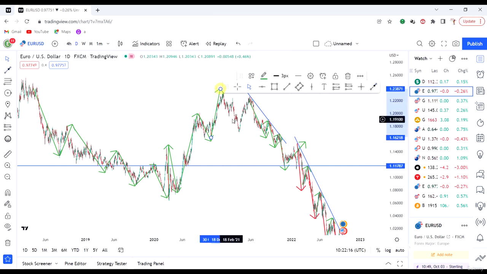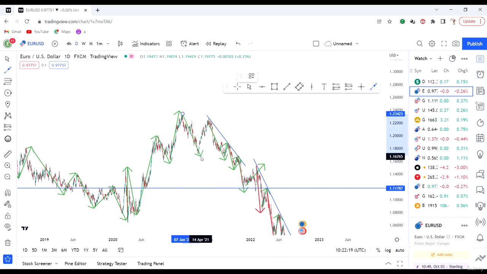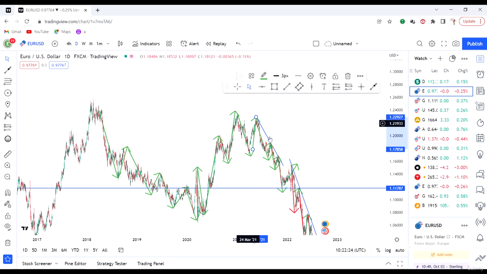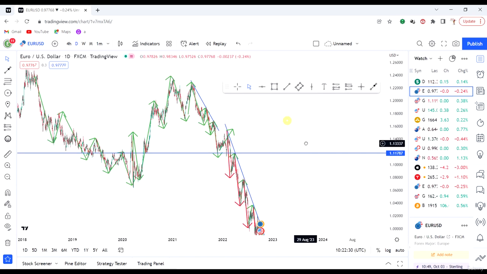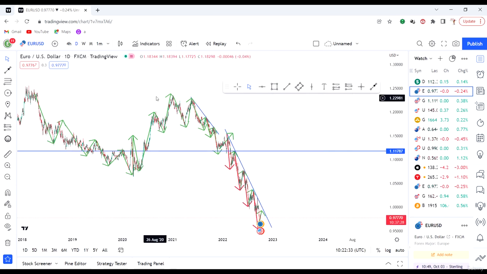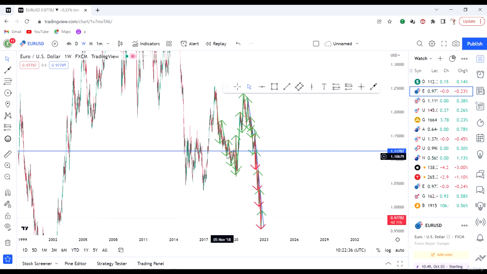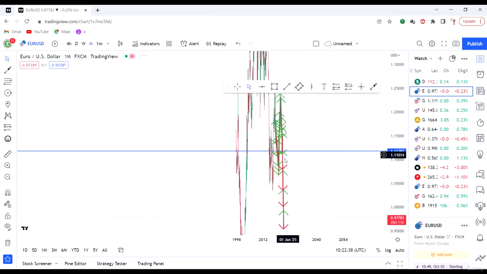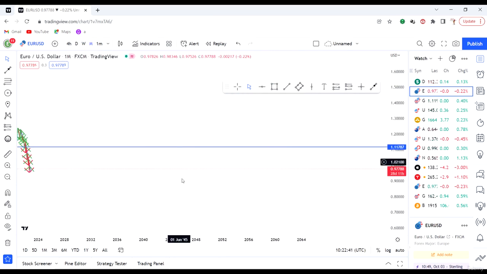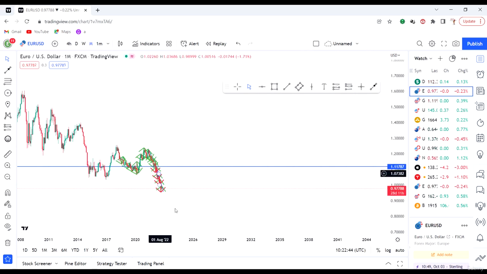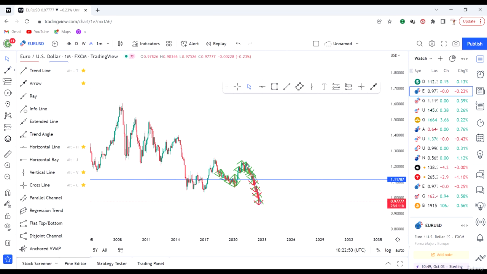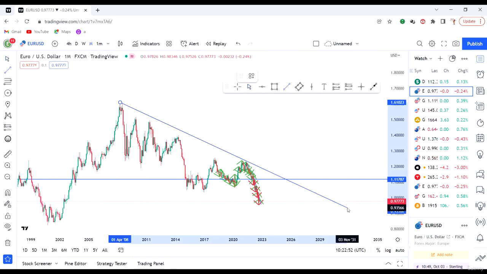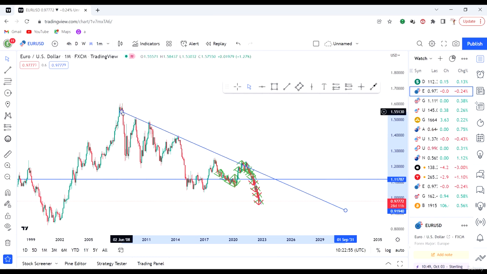This uptrend didn't last for too long, and then the downtrend continued. So we have to understand that this is an uptrend, but it's basically a retracement on a higher time frame. If we go to, let's say, weekly or monthly to see what happened here, we'll observe that this was just a retracement of the major trend, which is a downtrend. This uptrend we saw here was a minor retracement of the major trend.